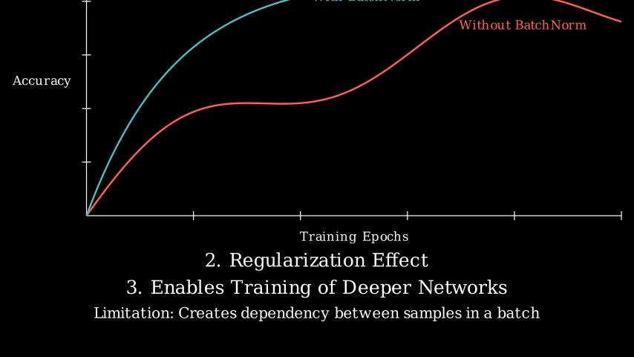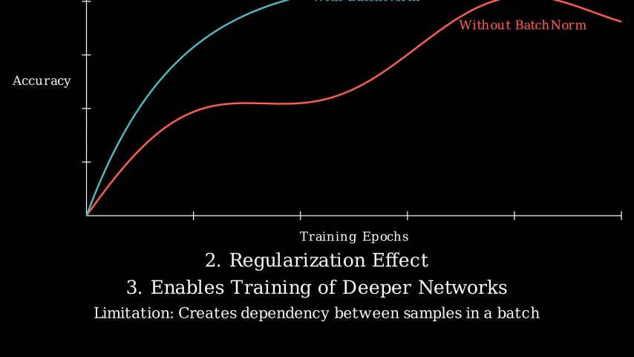For a convolutional layer with output shape (batch_size, channels, height, width), batch normalization will have just two learnable parameters, gamma and beta, per channel, regardless of the spatial dimensions. This makes it very parameter efficient.